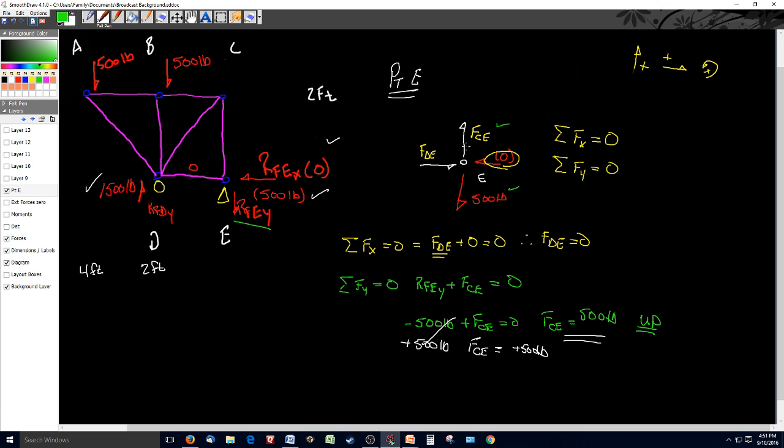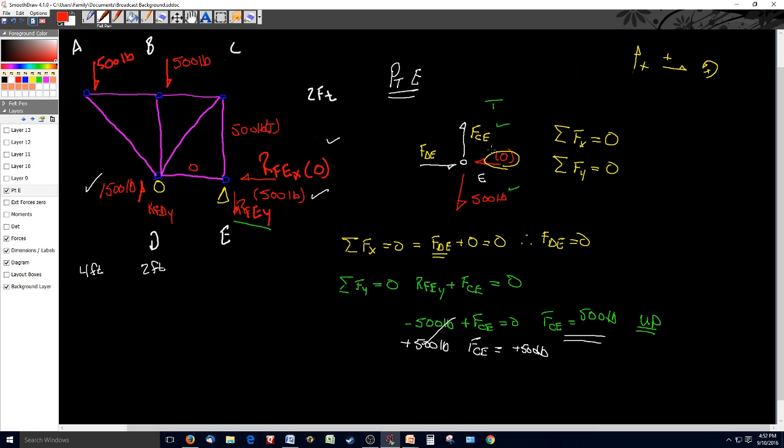I've drawn it as an upward force pulling from the point, which means the force is in tension. So I'm going to write that into my diagram and label it. This ends up being 500 pounds in tension. Okay, that's the force at E. Pretty straightforward and pretty simple.